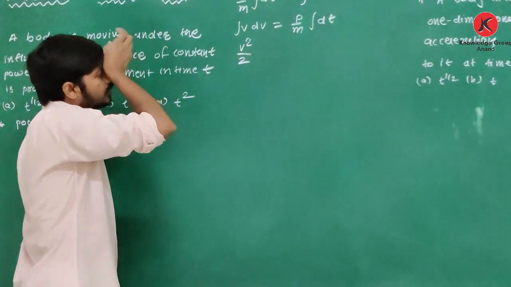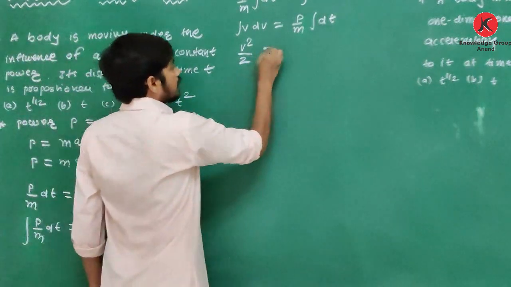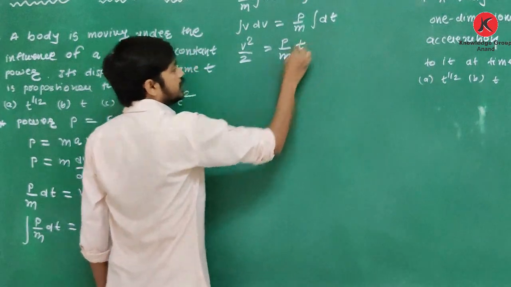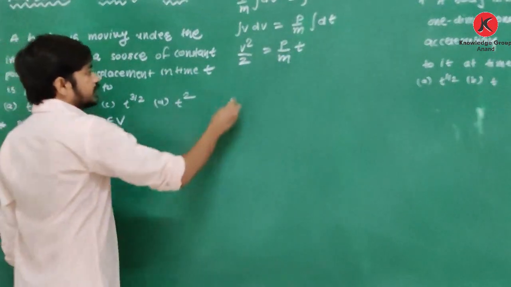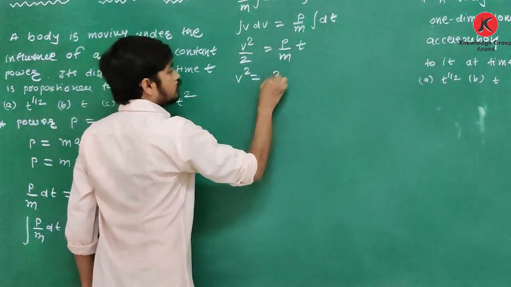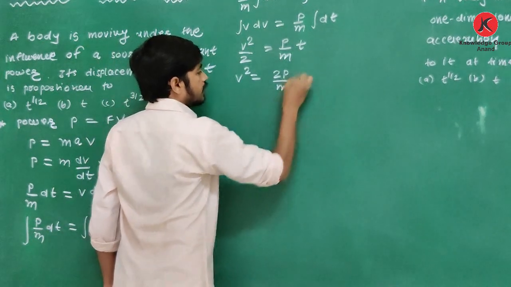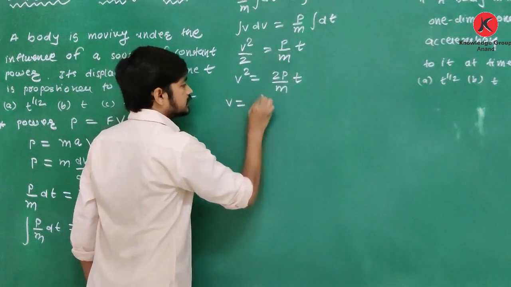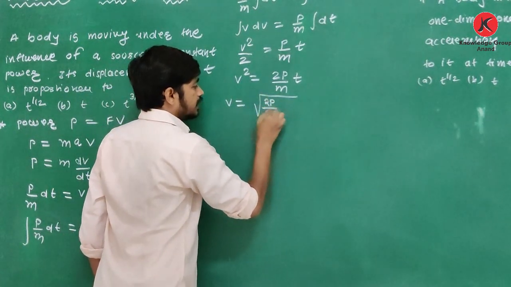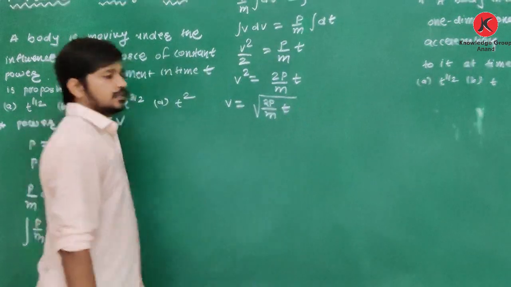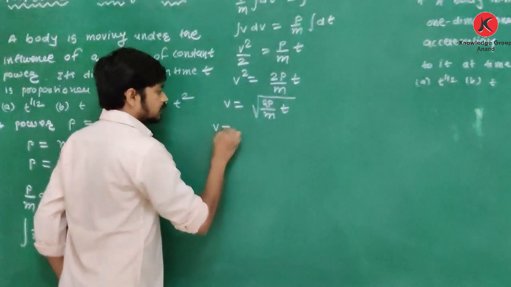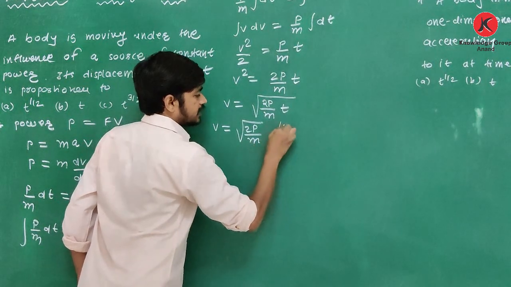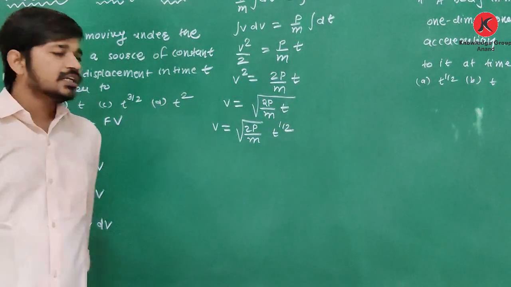What is the integration of V dV? It is V square by 2, which is equal to P upon m times integration of dt, which is t. So V square is equal to 2P upon m into t. So what is the value of V? V is equal to under root 2P upon m. So I can also write this equation as V is equal to under root 2P upon m, t raised to 1 by 2. Square root means I can write the power 1 by 2.